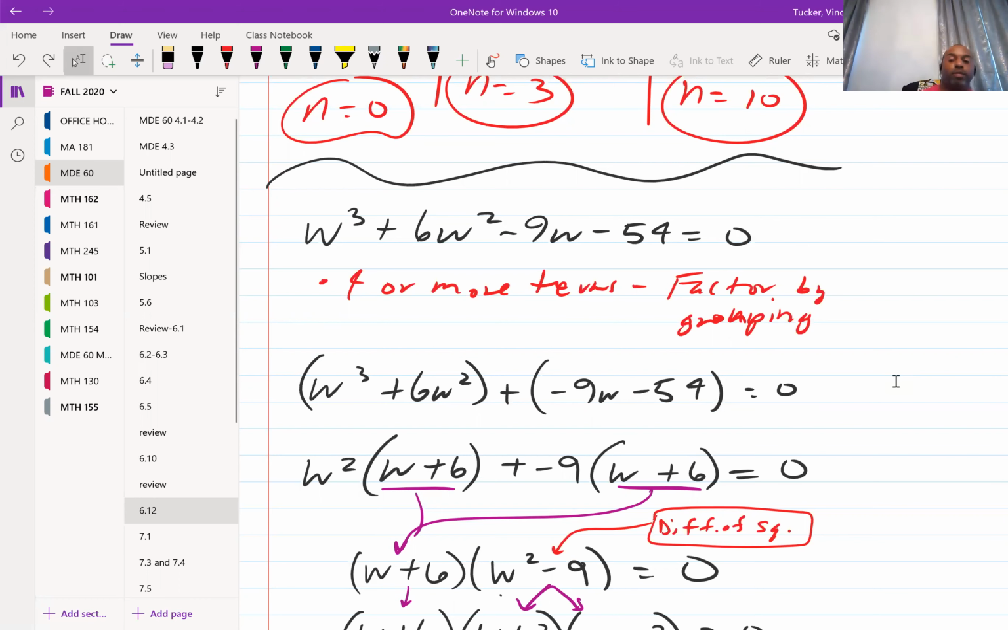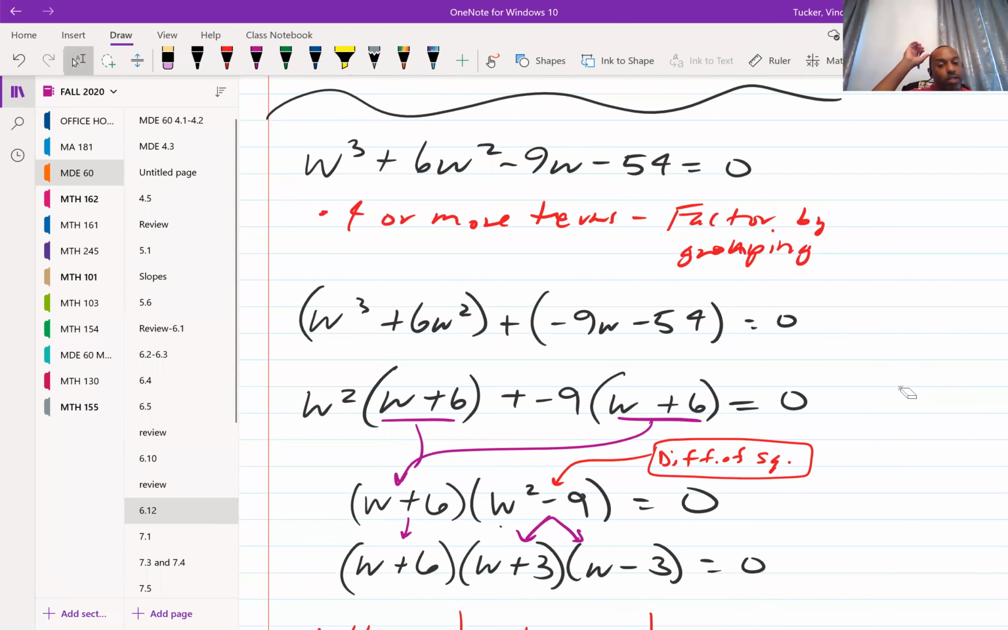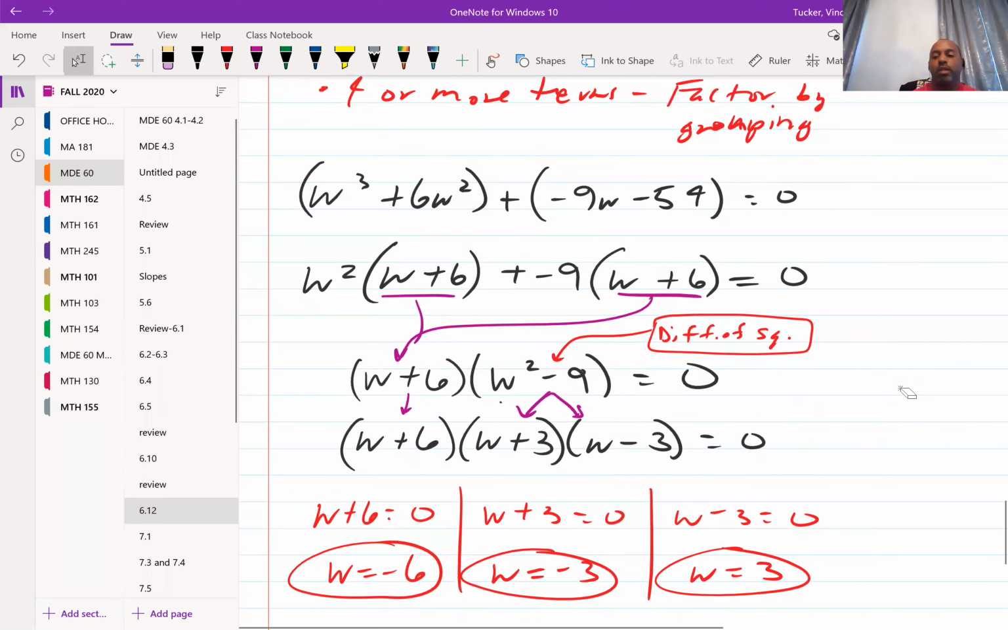And once again, we want to factor completely, and we recognize that w squared minus 9 is a difference of squares, so we keep going. W squared minus 9 will factor out to give you w plus 3, w minus 3. If you have those perfect squares being subtracted, find out what those square roots are, and plus or minus those. So now we have our expression factored completely. Now we set all three pieces equal to 0, and we'll have our three solutions when we solve.